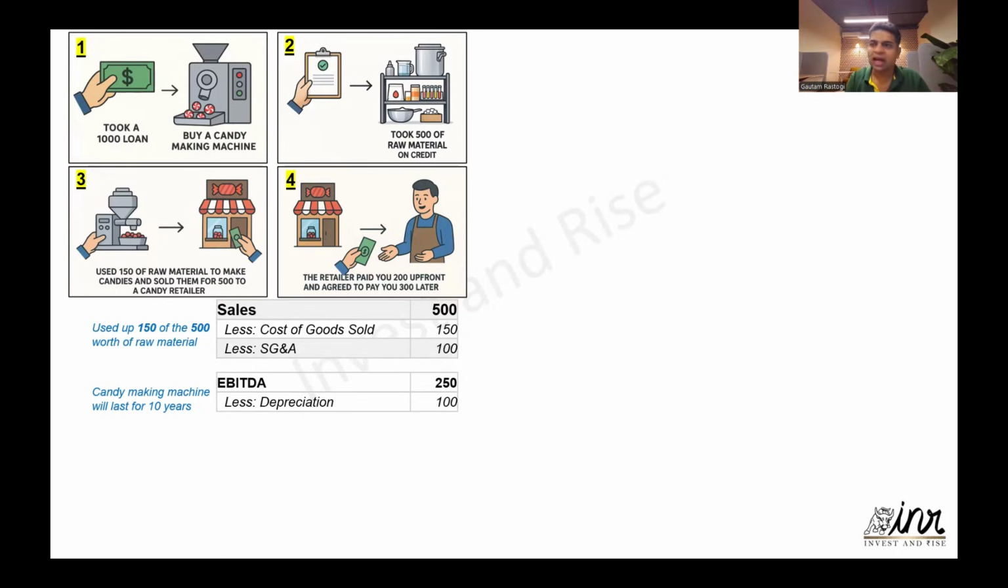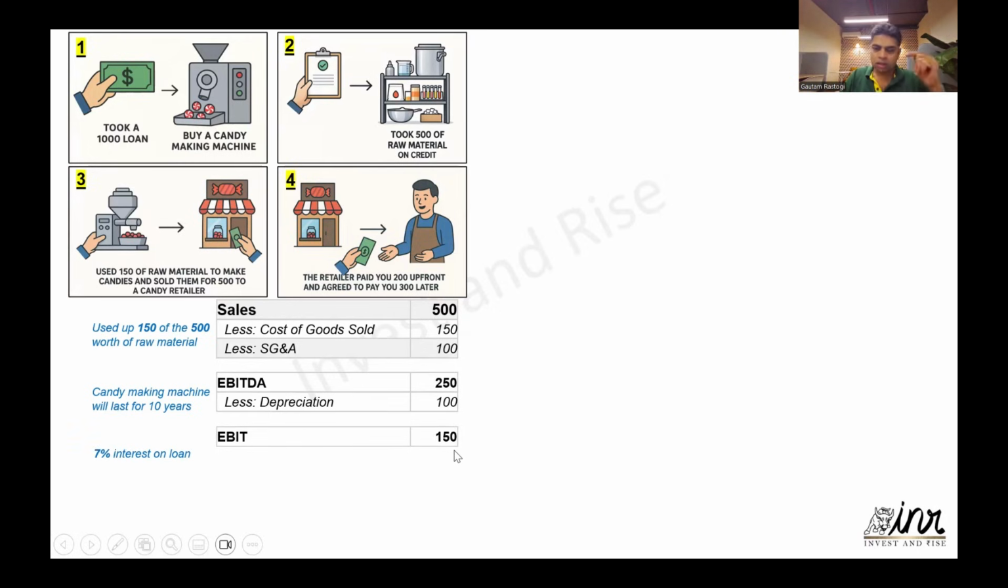So let's say the useful life of the machine is 10 years. So every year you will depreciate the machine by 100 rupees for the next 10 years. Okay. So this year you put in 100 worth of depreciation. So EBIT, earnings before interest and tax, after removing depreciation, is 150.